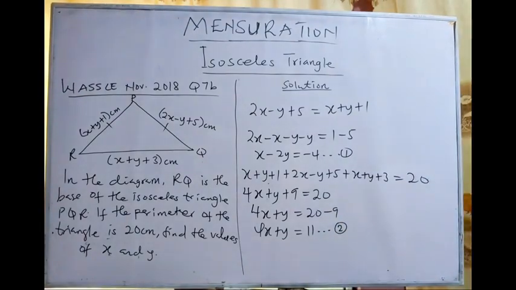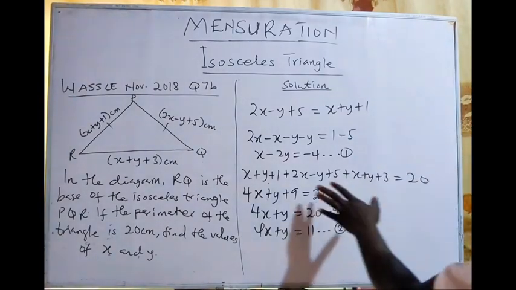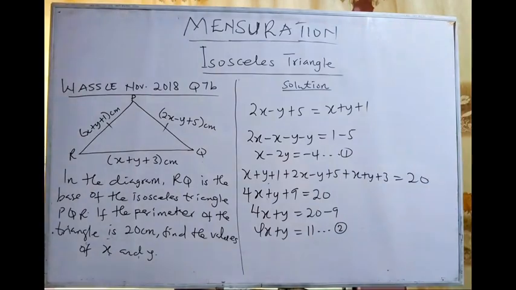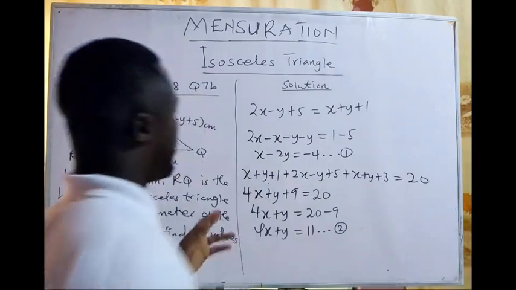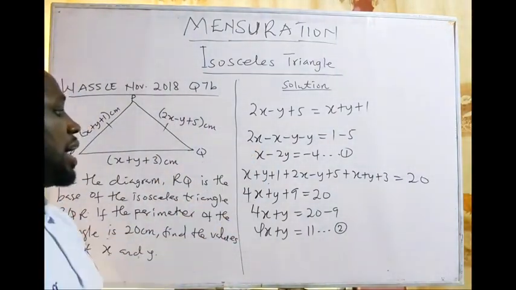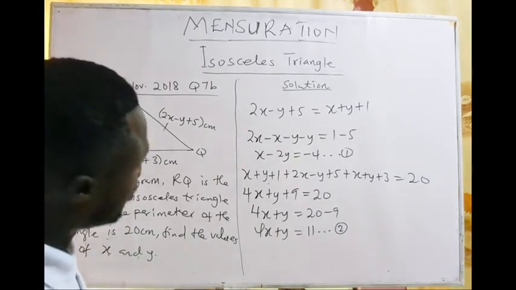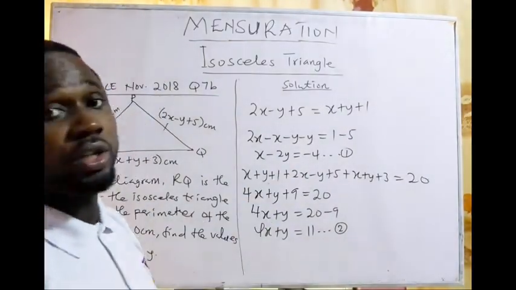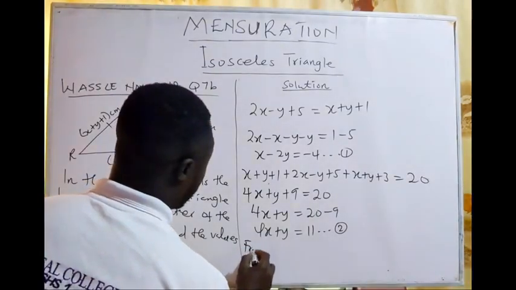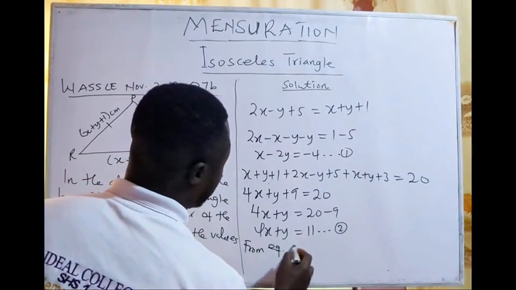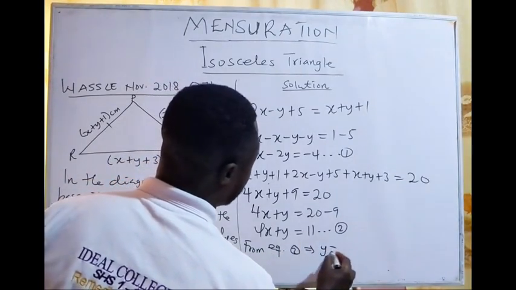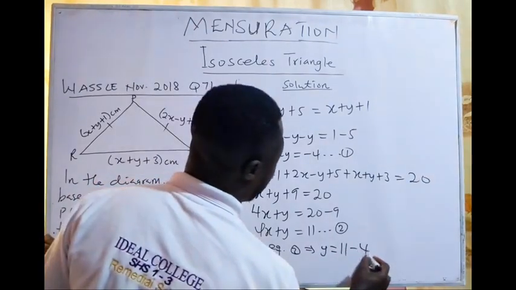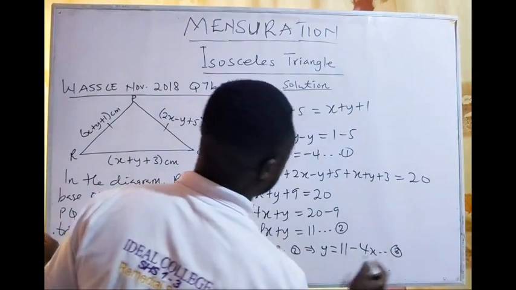Okay, equation 2. So we have these two equations, equation 1 and equation 2, and we are going to solve the two simultaneously. So what can we do here? We can either use the substitution or the elimination method. Let's make y the subject from equation 2 and then substitute into equation 1. So from equation 2, we can say that y is equal to 11 minus 4x. Let me call this my equation 3.